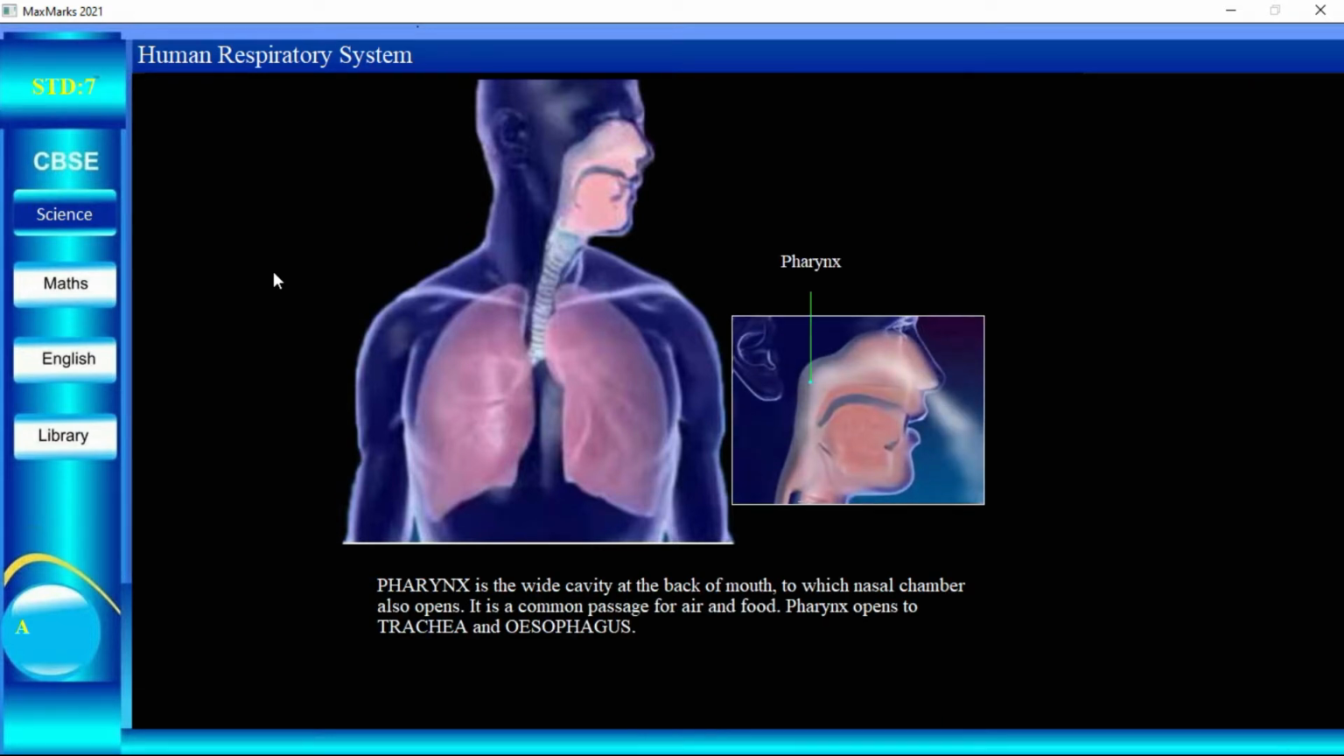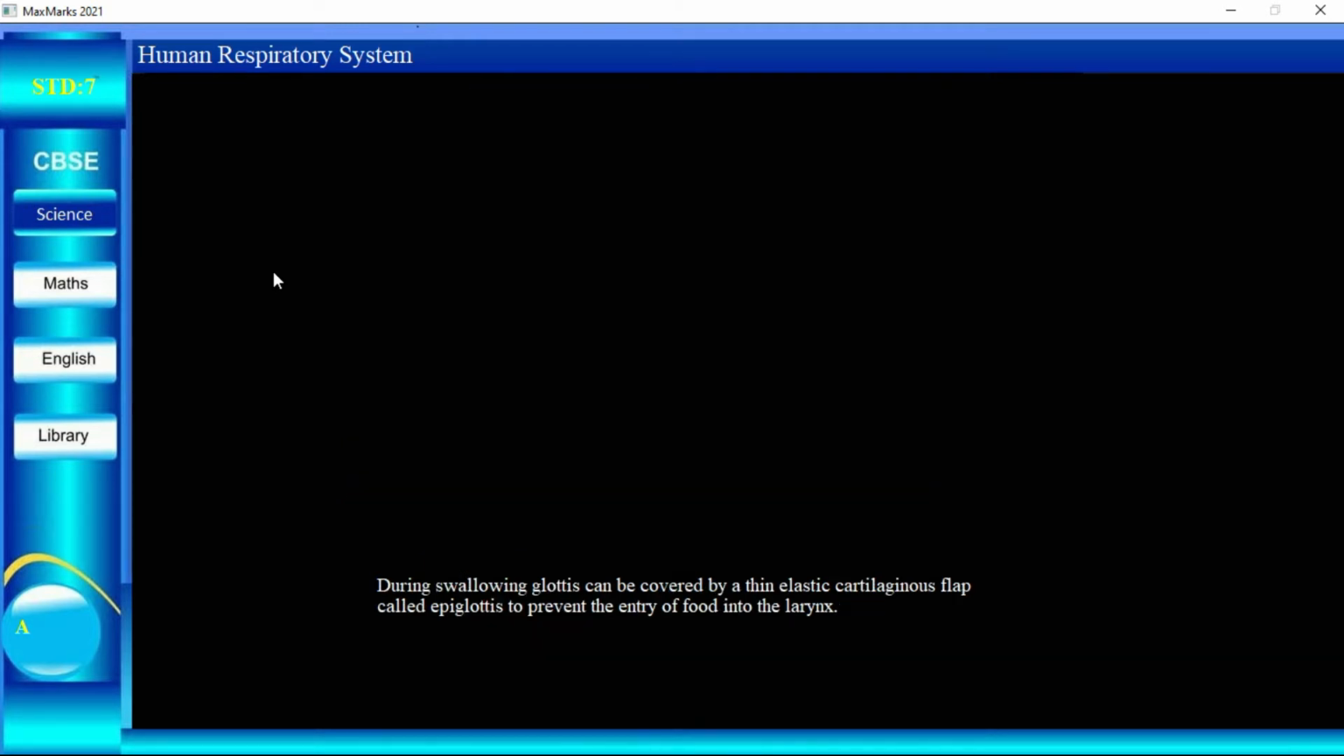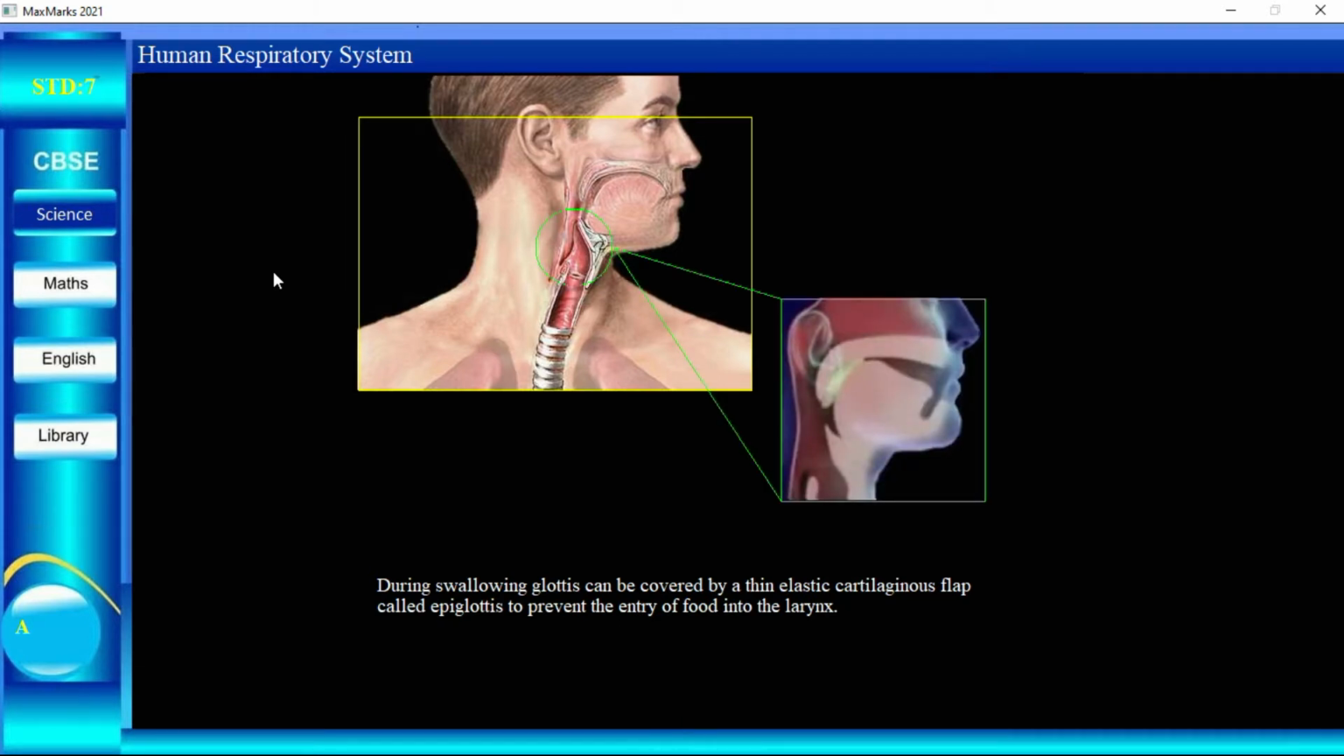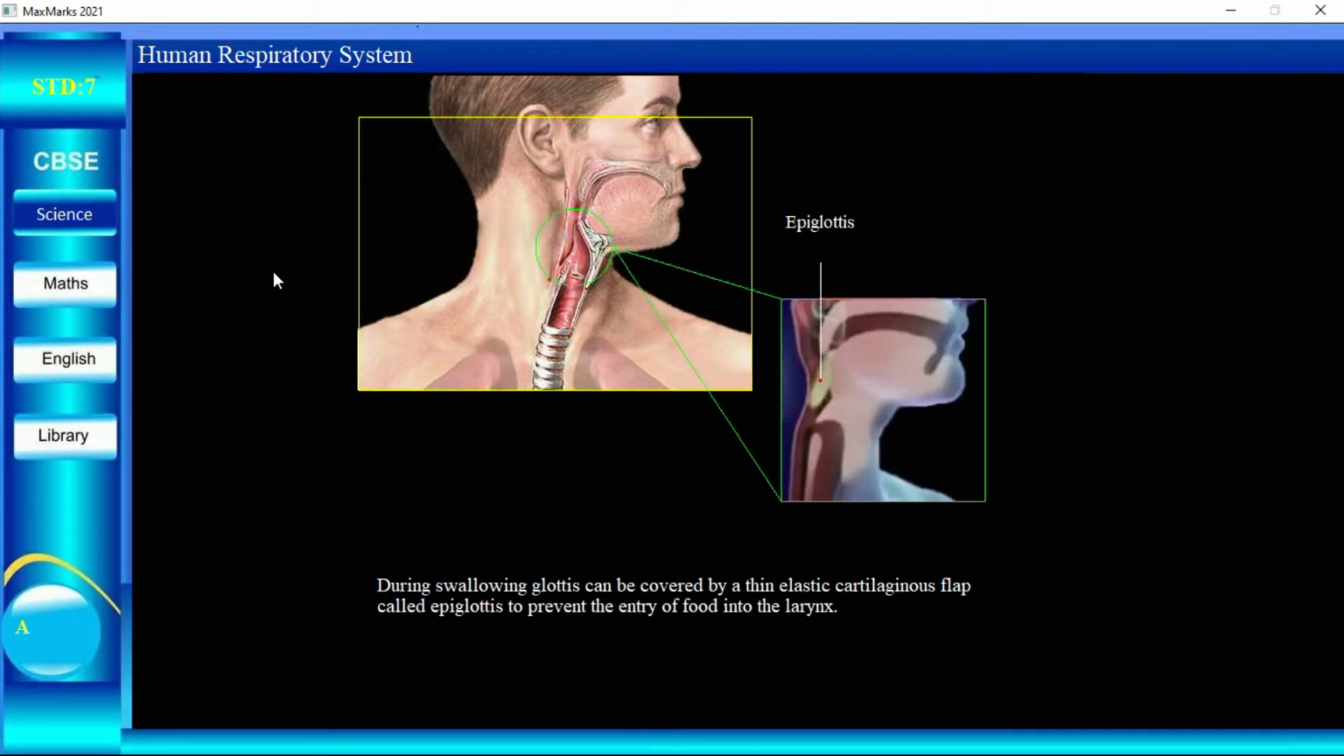Pharynx is the wide cavity at the back of the mouth, to which the nasal chamber also opens. It is a common passage for air and food. Pharynx opens to the trachea and esophagus. During swallowing, the glottis can be covered by a thin elastic cartilaginous flap called the epiglottis to prevent the entry of food into the larynx.